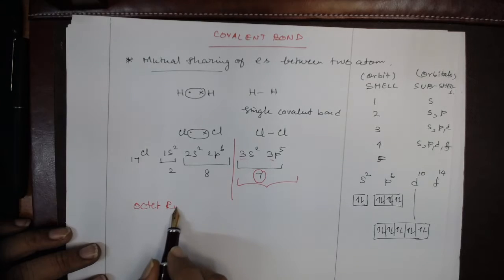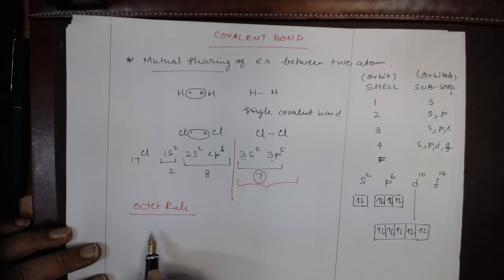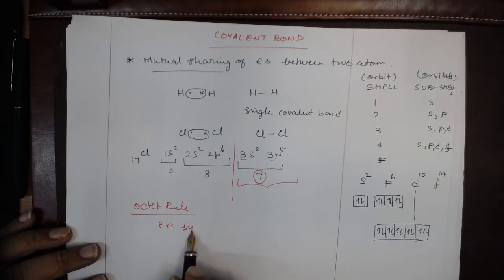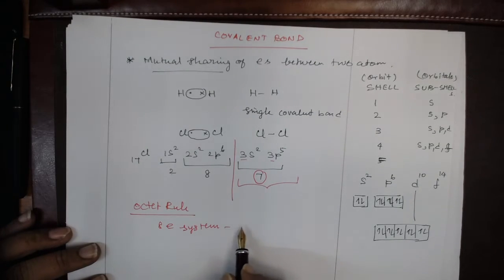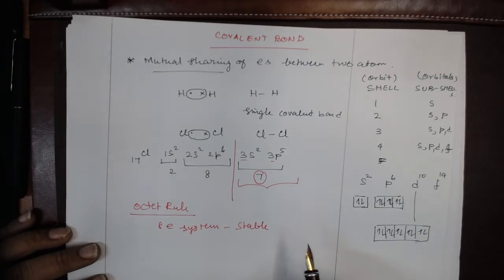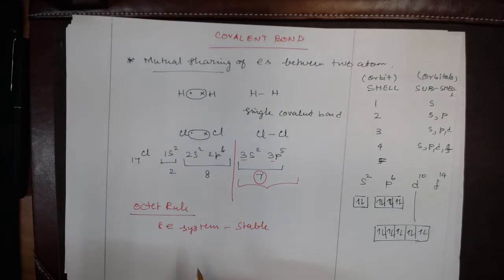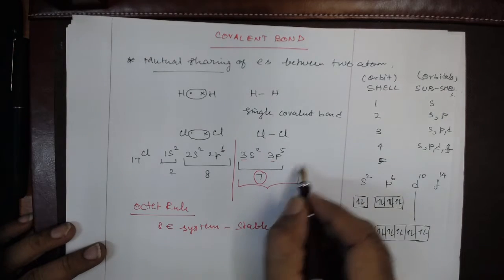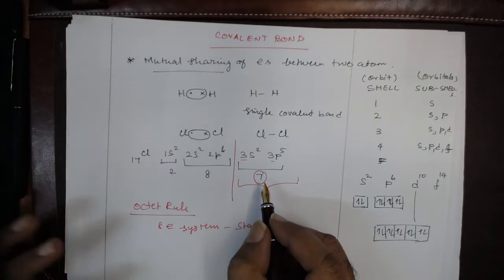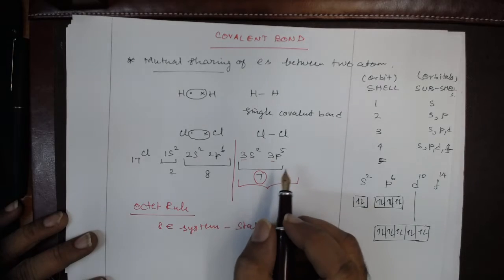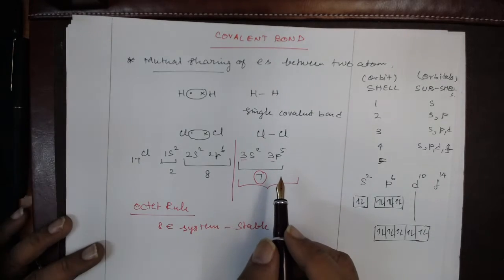So there is a rule called the octet rule. According to the octet rule, to attain stability, the atomic system should have an 8 electron system, and they are stable. So every element will try to attain this 8 electron system; octa means 8. So by taking 1 electron, this chlorine will easily become 8. In the case of metals, by giving out electrons, they become stable.